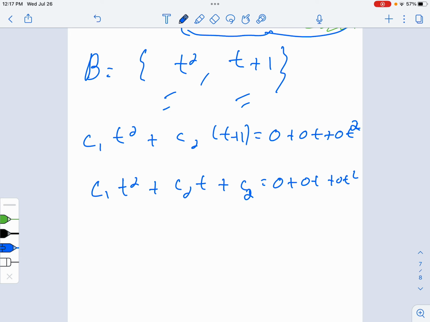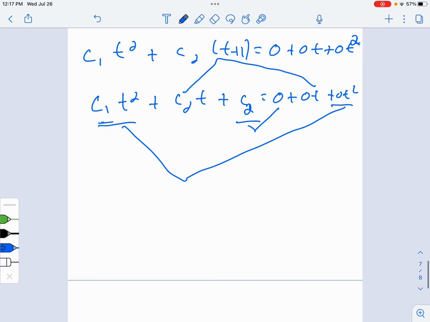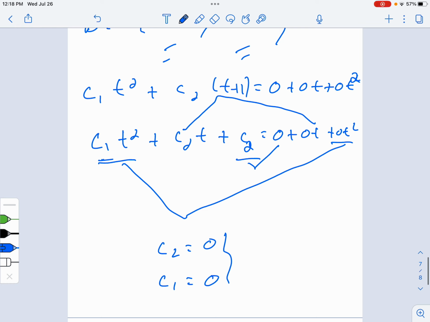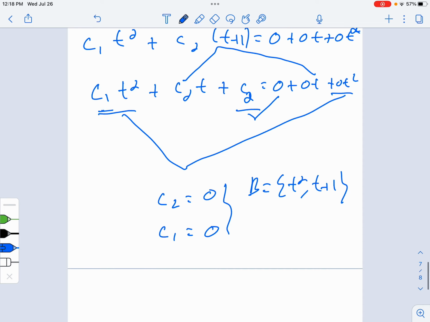And if I equated like terms, this would equate to this, this would equate to this, and then this would equate to this. So if I did that, I would get that C2 equals 0, and then C1 would equal 0. So I am equating the coefficients. The coefficients are C1 and C2 and 0. And therefore, because these coefficients are 0, the set B, t squared, t plus 1, is linearly independent.